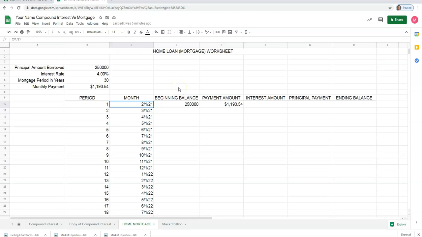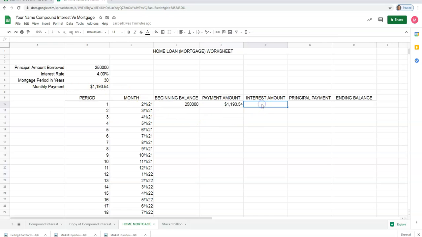Let's take a look at what it takes to create the rest of this table. So we have our beginning balance of $250,000, which was equal to B4. And it's very important you do it this way because we're not going to set up these calculations 360 times. We're going to set them up in a way that we can actually copy all the way down to 2051. Payment amount was just equal to this location here where we already put in the formula.